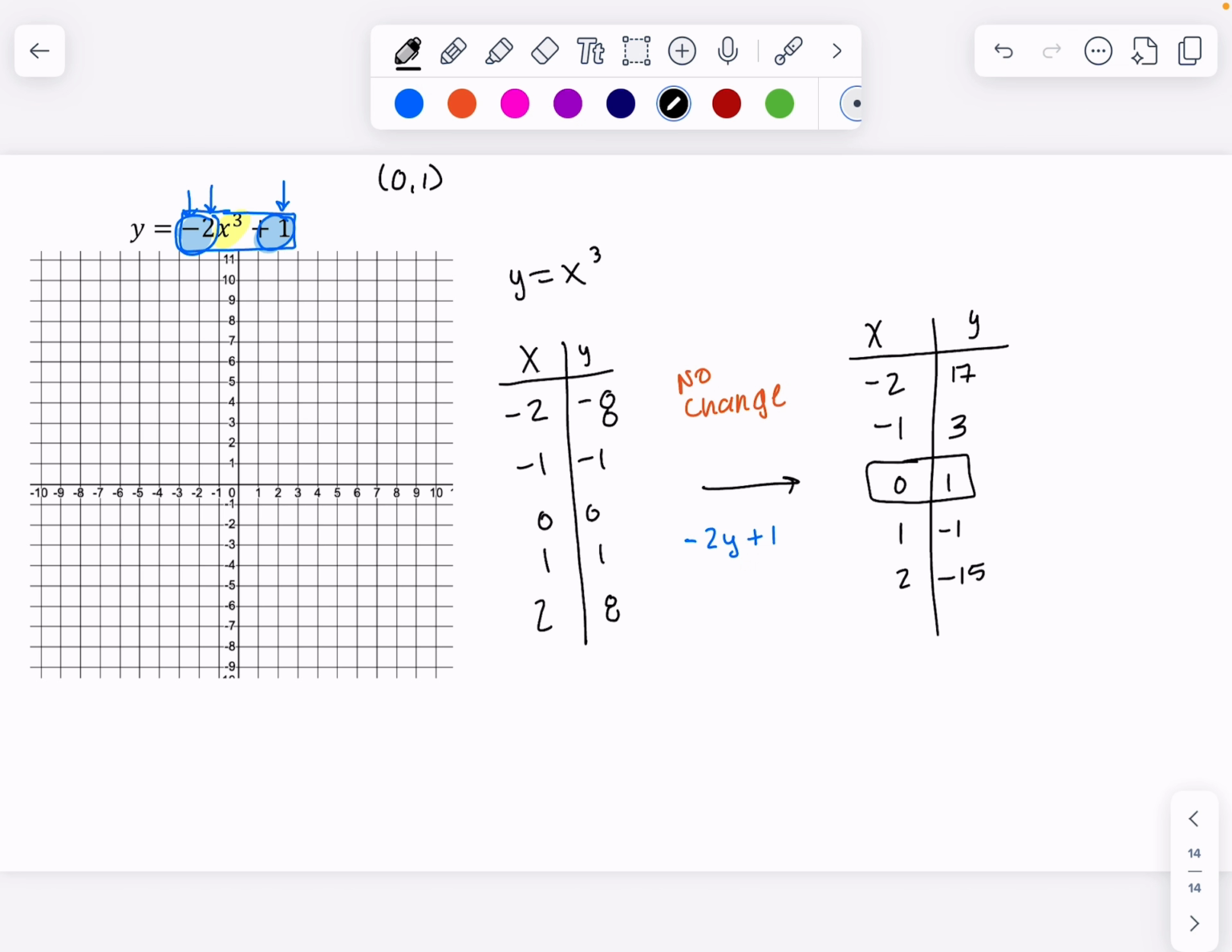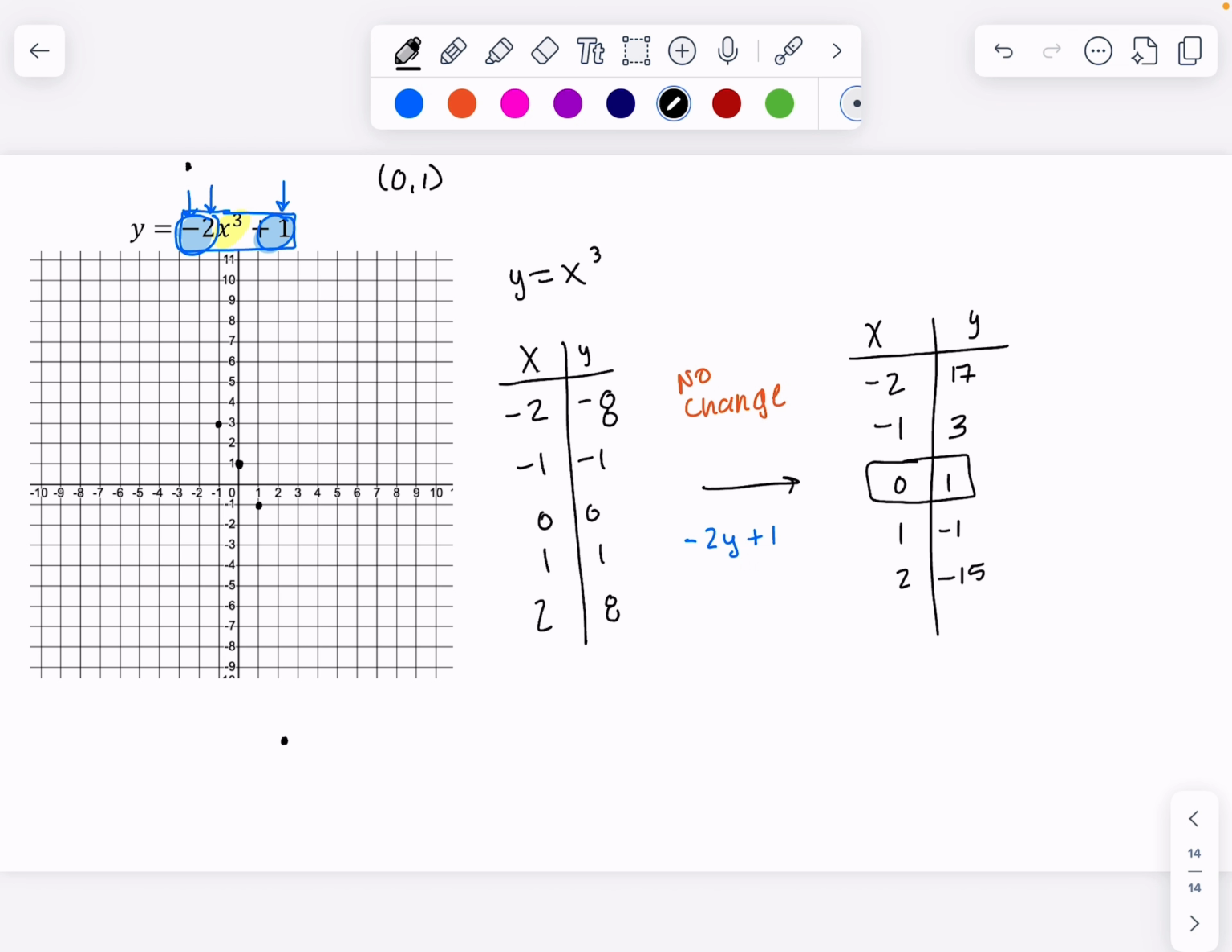So if I try and plot these, my 0, 1 is that point of inflection. And then I have negative 1, 3. And then I have negative 2, well, 17 is way up here. I'm not going to be able to get to it. I then have 1, negative 1, and 2, negative 15 down there. I'm going to have a hard time getting to that as well.